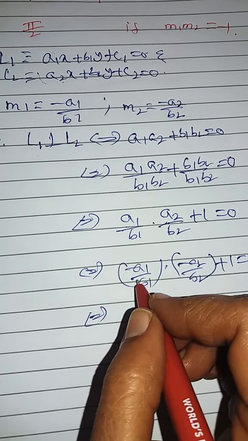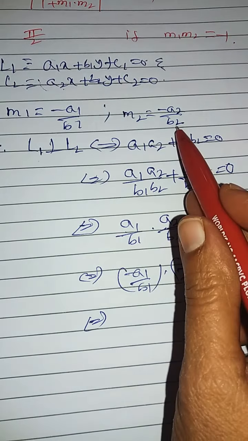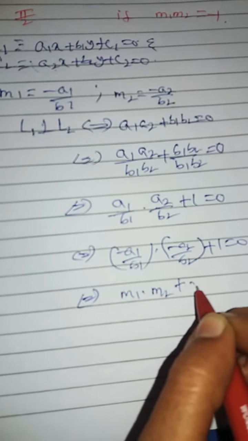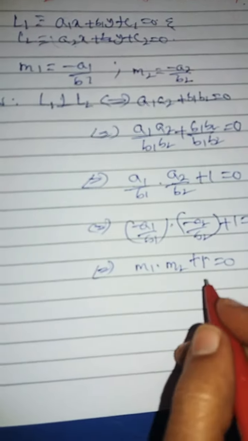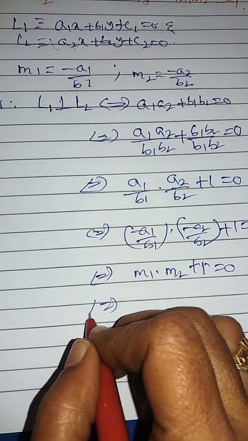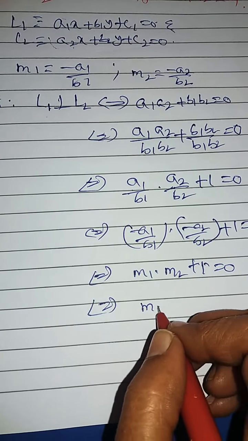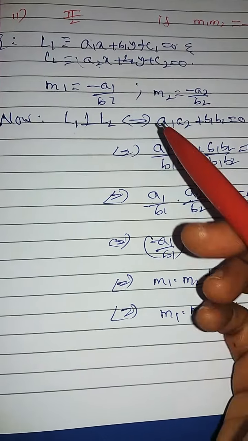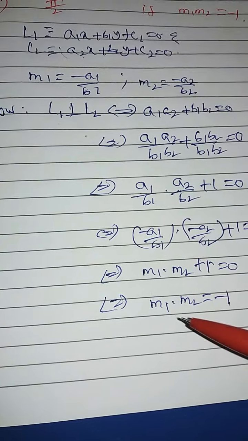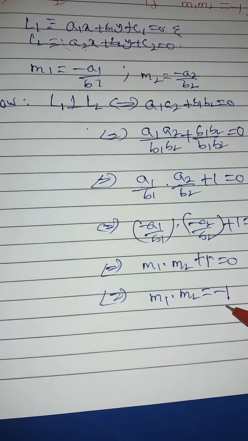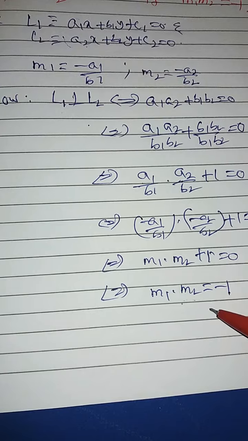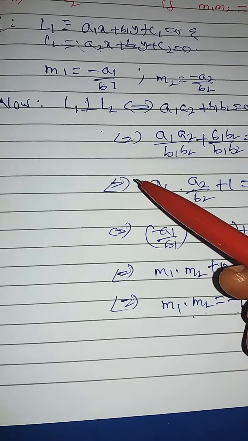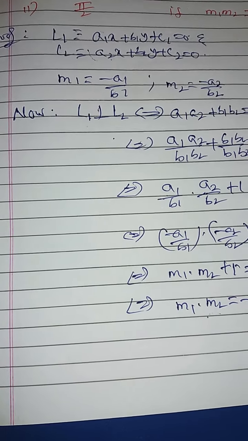Now what is minus a1 by b1? It is m1. Minus a2 by b2 is m2. We will get m1 into m2 plus 1 equal to 0. Now transpose this plus 1 to the RHS, we will get m1 into m2 is equal to minus 1. What is this? If the two lines are perpendicular, the product of the two slopes is equal to minus 1. Or we can say, if the product of two slopes is minus 1, then the two lines are perpendicular to each other. Now I will go to the second case.